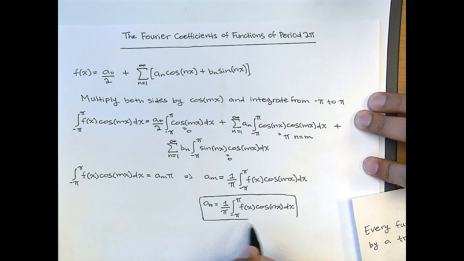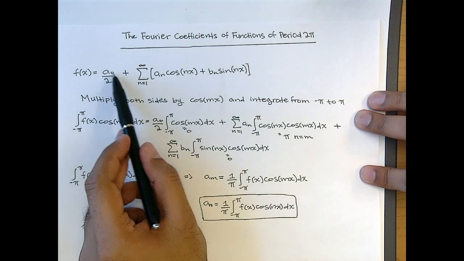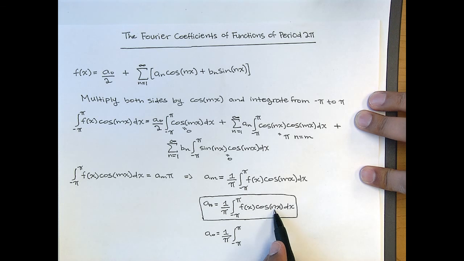Okay. From here, I can also calculate the coefficient a sub 0, because that is just when n is equal to 0. So a sub 0 is going to be equal to 1 over pi, the integral from negative pi to pi of f of x cosine of nx, but n is 0, and the cosine of 0 is 1. So this is just going to give us f of x dx. Okay, so this is the coefficient a sub 0.